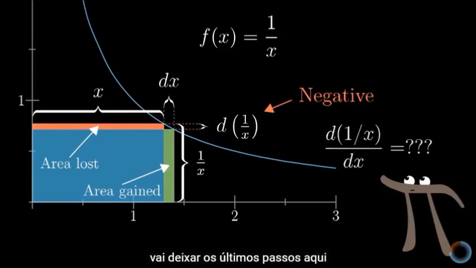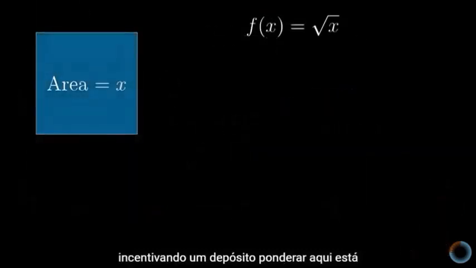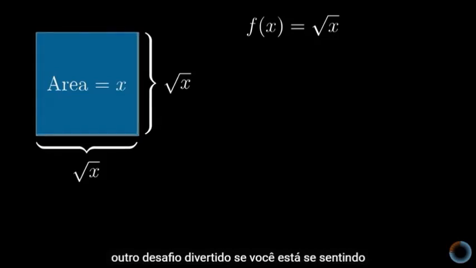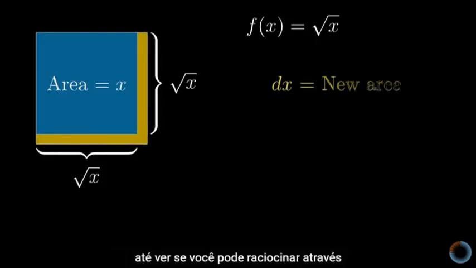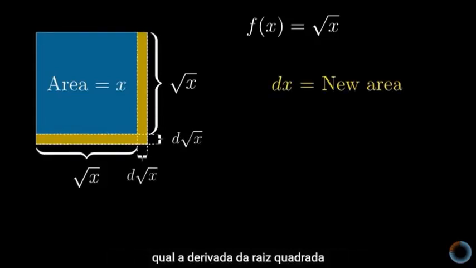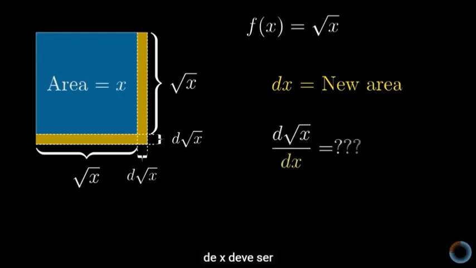And you know what? I'm going to leave the last few steps here for you to pause and ponder and work out an ultimate expression. And once you reason out what d(1/x) divided by dx should be, I want you to compare it to what you would have gotten if you had just blindly applied the power rule, purely symbolically, to x to the negative 1. And while I'm encouraging you to pause and ponder, here's another fun challenge if you're feeling up to it. See if you can reason through what the derivative of the square root of x should be.